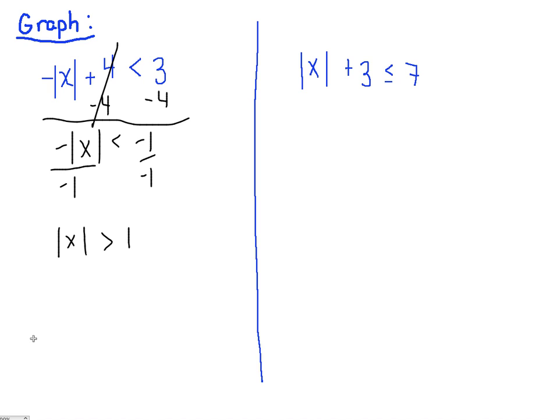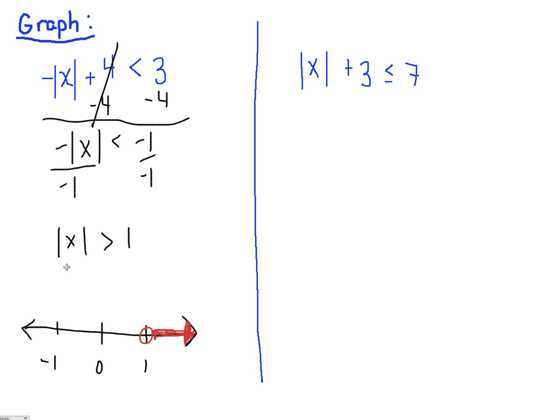So in order to graph this, I'm going to draw a number line. It doesn't have to be perfect. And if the absolute value is greater than 1, what that's going to look like, I've got a 0 in the middle, I've got a positive 1 here, and I've got a negative 1 here. So the absolute value is greater than 1, so I'm going to draw an open circle around 1 and then draw an arrow pointing to the right. That means that all of the numbers that are bigger than 1, not including 1, are included in the solutions.